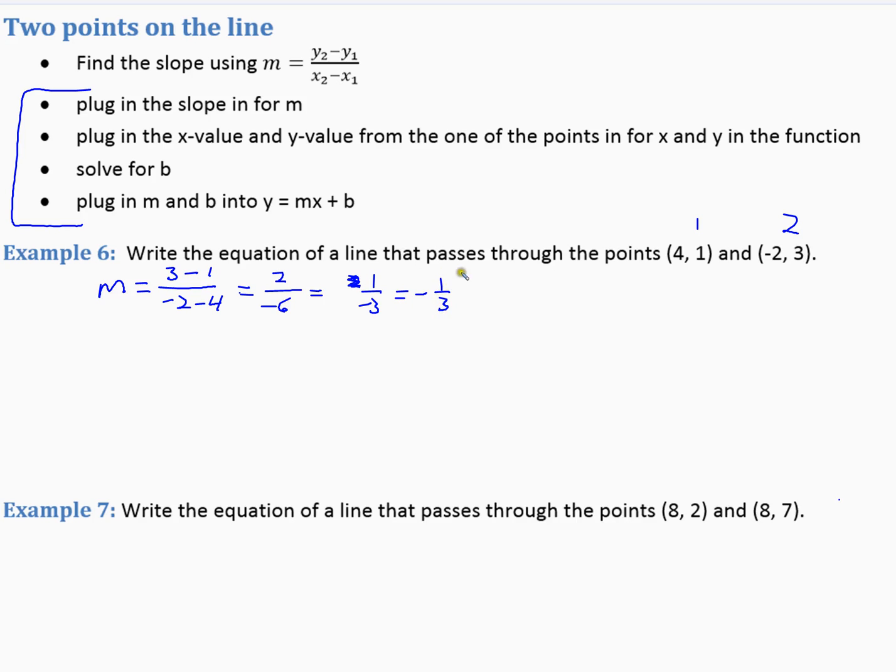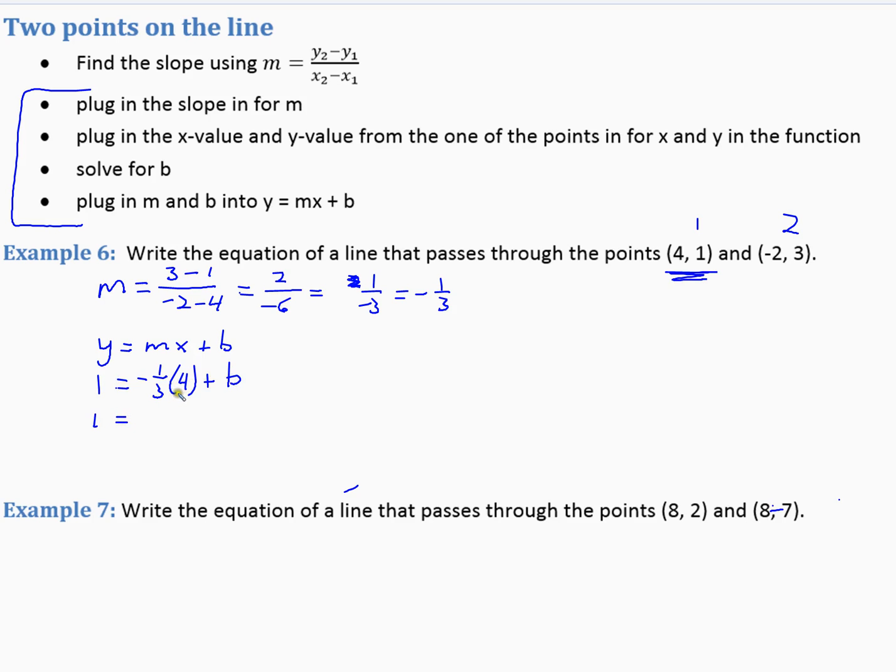So now we have our slope, and we have a point, and we can use either one of these points. So now it's going to be like the problems in the last situation, y equals mx plus b. We're going to put -1/3 in for our slope, and we can choose either point. I'm going to go ahead and choose this point. So I'm going to put 4 in for x and 1 in for y, and then I can solve for b.